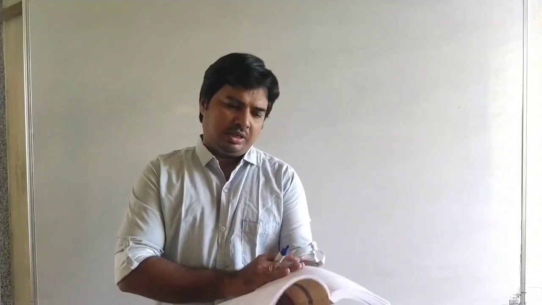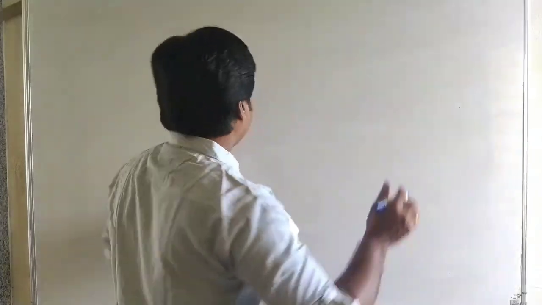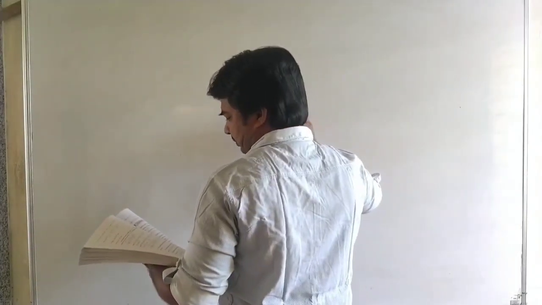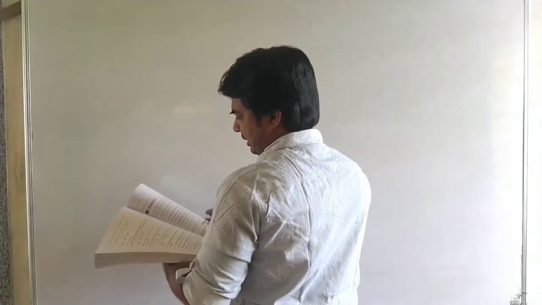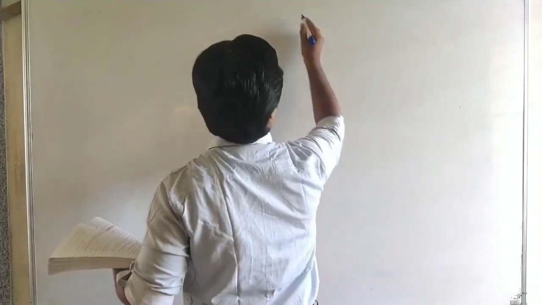In the last lecture we saw the distance of a point from a line. Now we see the examples on it. It is example number 5 in exercise 6.2.